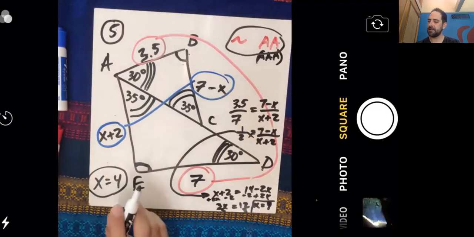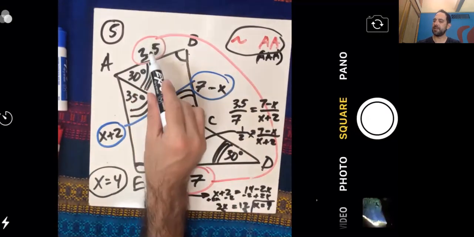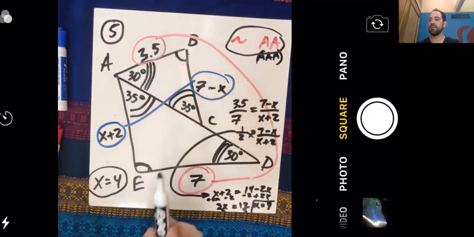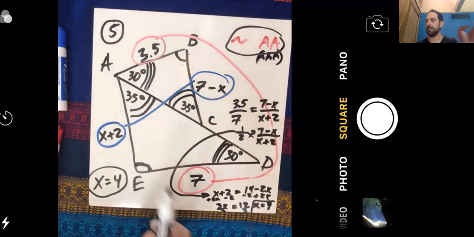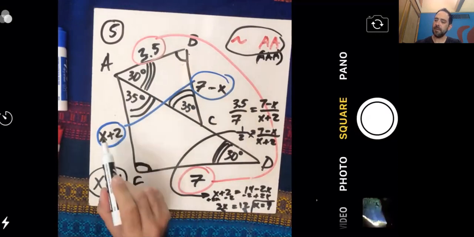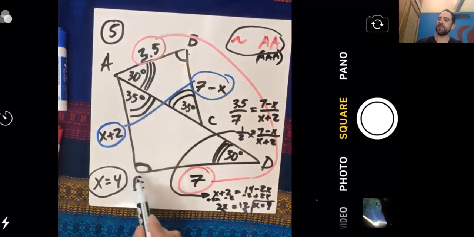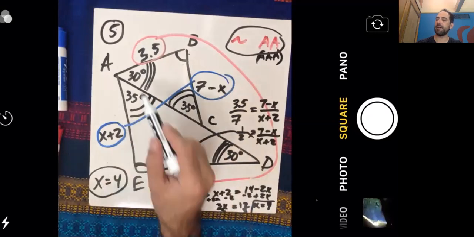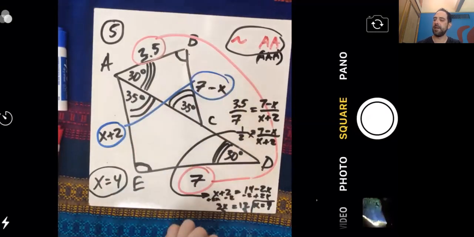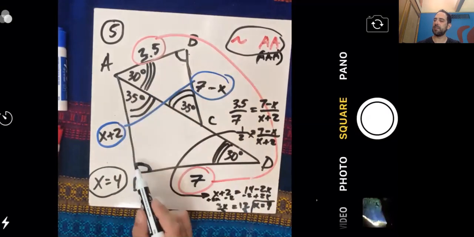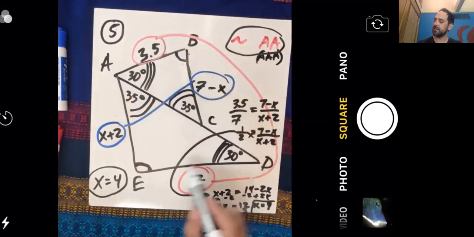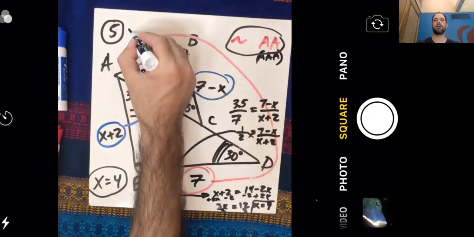So think about it like this. Remember that this side was twice as big as that one, right? 7 is twice as big as 3.5. So I was a little confused. Forget what I just said. X plus 2, this side is larger than 7 minus x. So when I plug in 4, we're not going to get the same length for the sides. X plus 2 is going to be 6. 7 minus 4 is going to be 3. Hey, that makes sense. If this side is 3 and this side is 6, that's twice as big. 3.5, twice as big, 7. We got it.